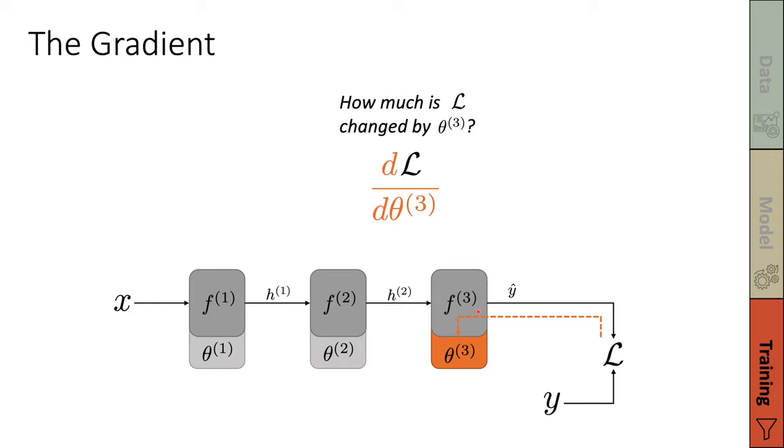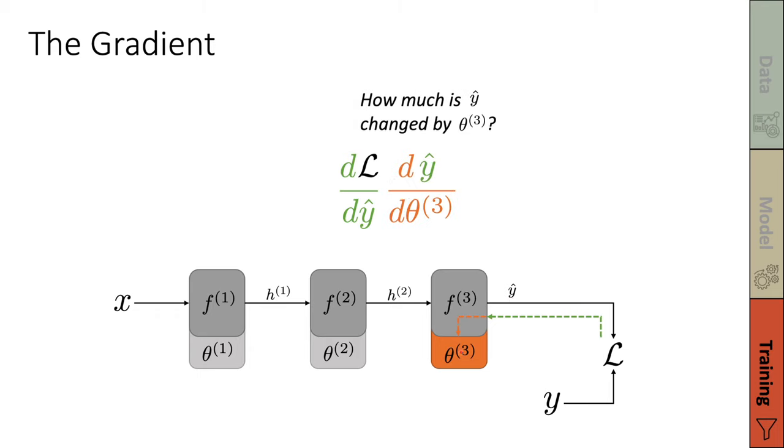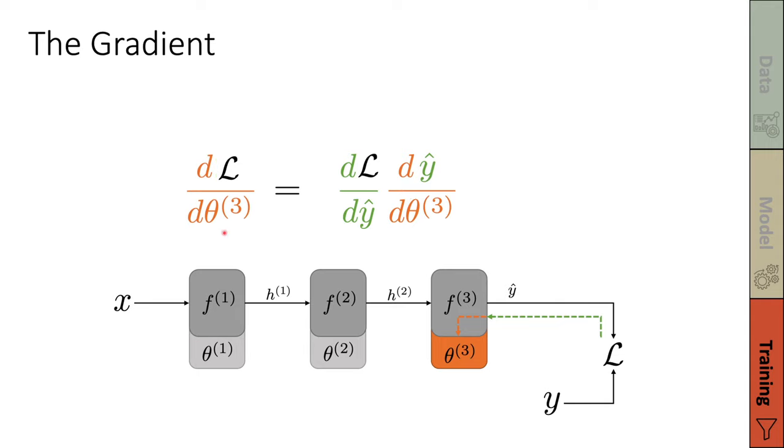So for the final layer, this is quite simple, because we just first compute how much the loss is changed by the network's output. That is dl by dy hat. And then we compute how much is the network's output changed by the parameters, dy hat by d theta 3. And that's it. Those two together give us finally the gradient of the loss with respect to theta 3. And this is the chain rule of derivatives, because we can just cross out those two dy's and we would end up with the same result again. This is the chain rule, and we will apply that throughout computing the derivatives.